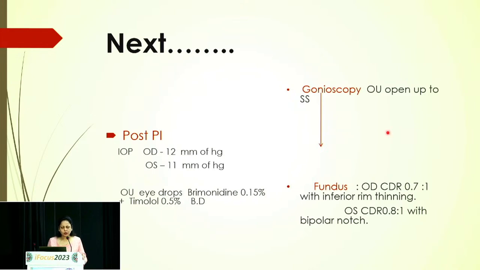But again, a gonioscopy was performed. Can anybody tell me why again a gonioscopy? Though the PI was patent, the pressures came down and we were quite happy. The disease was under control. But again, we did a gonioscopy. Why? Pigment, and besides that, any other thing we are suspecting?